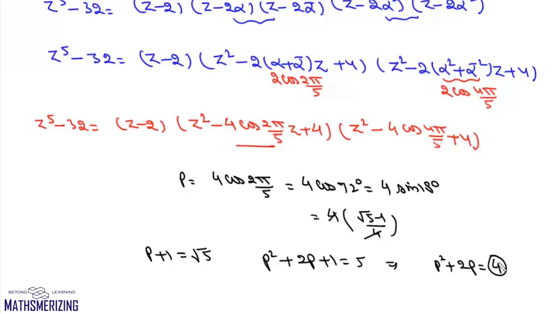and that is the answer to this question. Now the next question is: resolve z to the power 7 minus 1 into linear and quadratic factors, and hence deduce that cos pi by 7 into cos 2 pi by 7 into cos 4 pi by 7 is 1 by 8. Now say alpha is the 7th root of unity, which is e to the power iota 2 pi by 7.